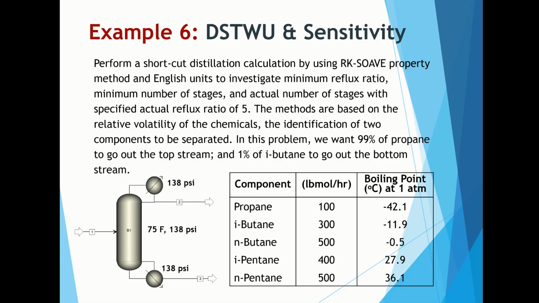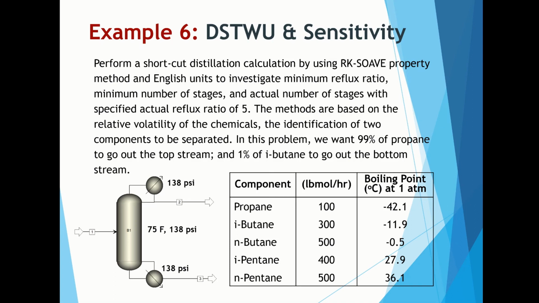This example will show you how to use the DSTWU model in ASPEN Plus to simulate shortcut distillation design. The task is to perform a shortcut distillation calculation by using the IK-swap property method and English units to investigate the minimum reflux ratio, minimum number of stages, and actual number of stages with a specified actual reflux ratio of 5.